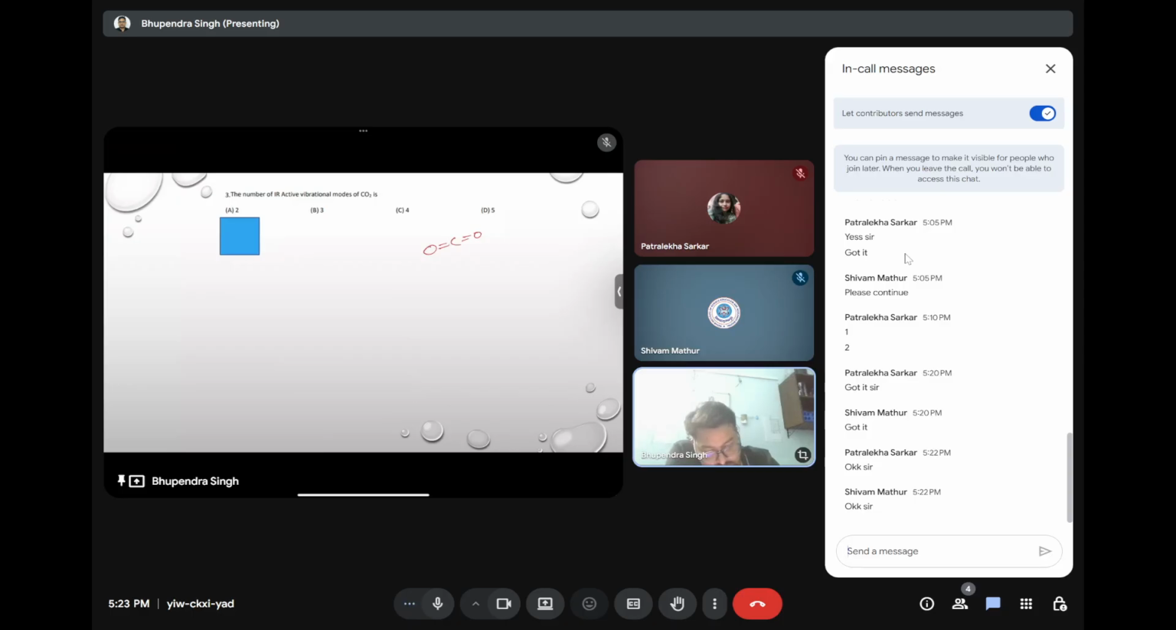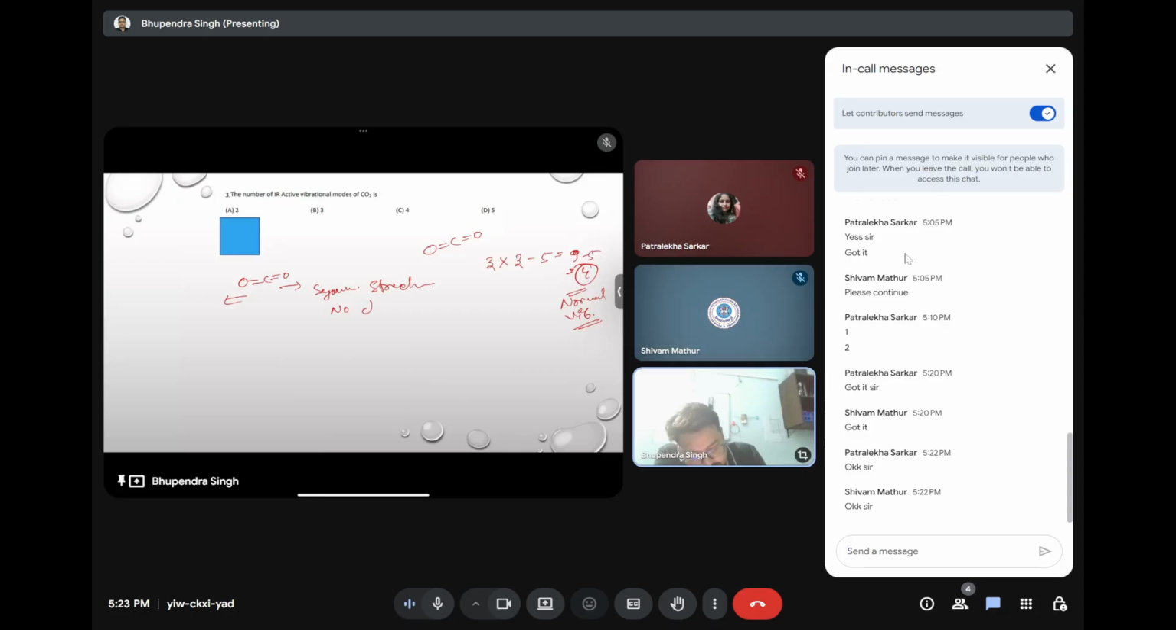CO2: 3n minus 5, 9 minus 5 equals 4. So these are your normal modes of vibration. Right. And the IR active, so we know that this is symmetric, right? Symmetric stretching.